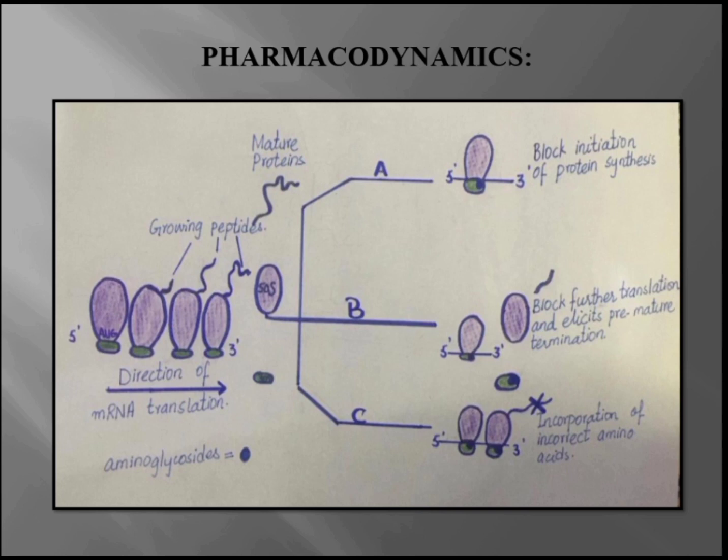If neomycin, that is an aminoglycoside antibiotic, is present, it can have three different effects, A, B and C, as shown. First of all, it blocks the initiation of protein synthesis. Second, it blocks further translation and elicits premature termination. And the third one is incorporation of incorrect amino acids. It allows the misreading of messenger RNA by the ribosomes, adding incorrect amino acids, which will ultimately lead to the formation of abnormal protein.